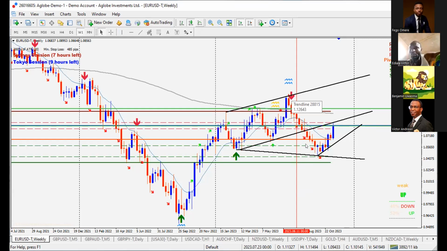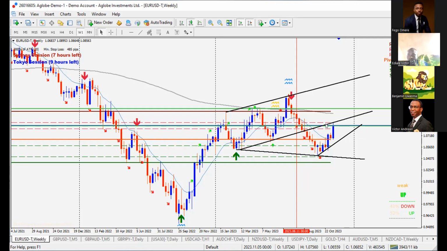You can see these angular angles telling us that there is a possibility that price will still come to break this level. All right. There is nothing telling us that there is a strong support that can hold price yet. Okay. So all you can do is to wait and see what happens.